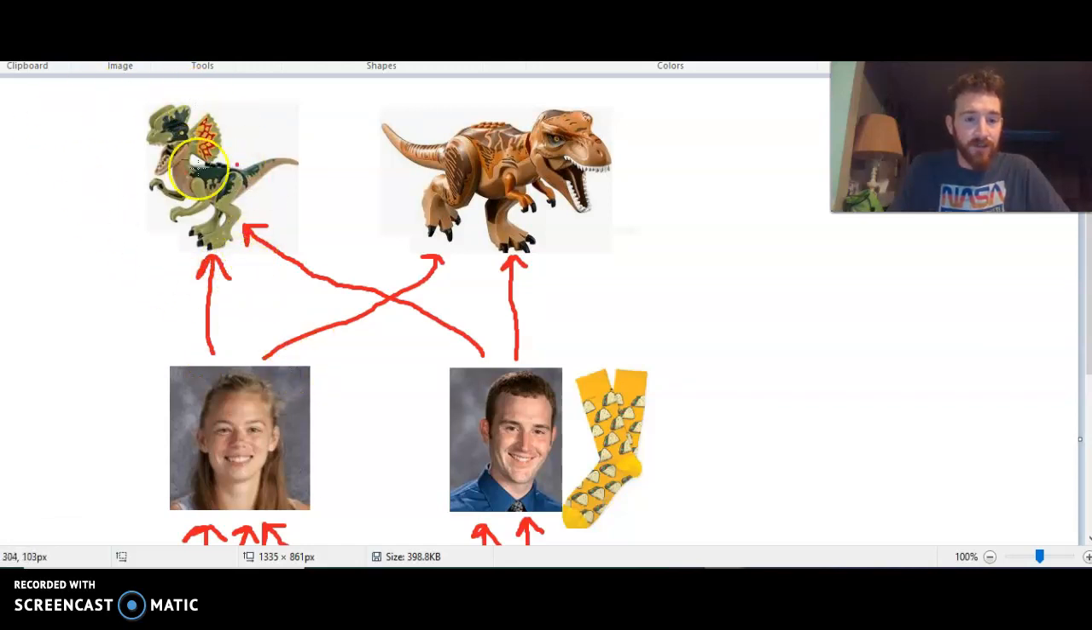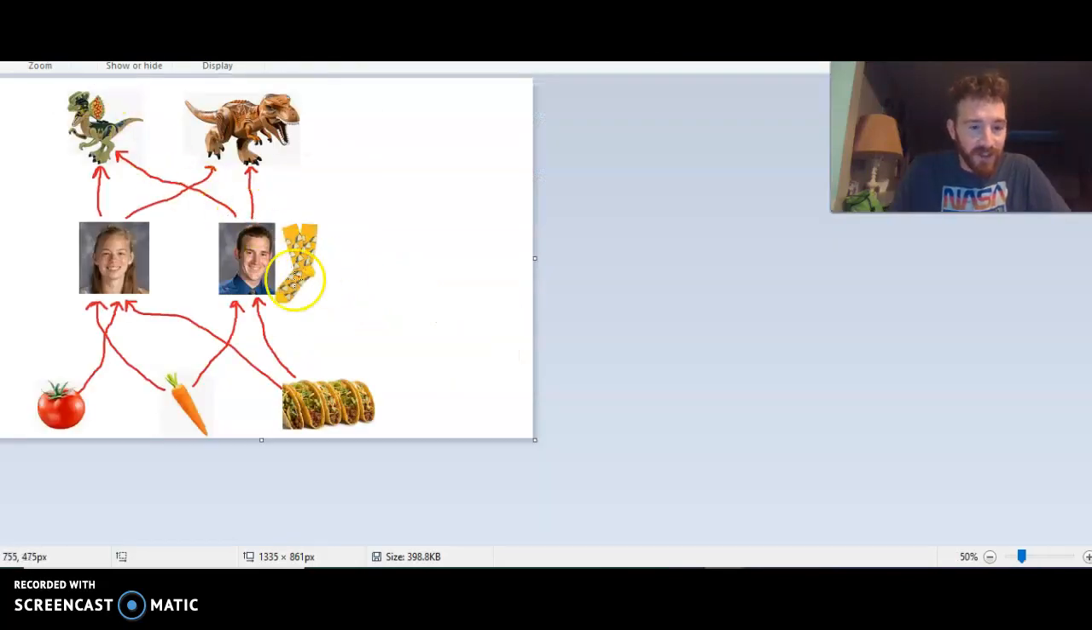So this is the Dilophosaurus, bad news for me. T-Rex, bad news for me and Mrs. Cullen. That's kind of how we can look at that. Okay, again, this is just kind of meant to be a fun example. But if we zoom out a little bit, we can kind of see again.